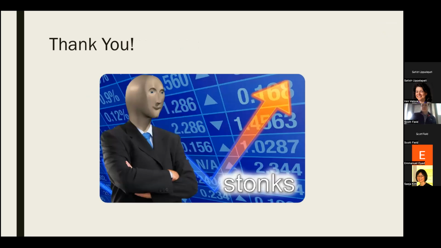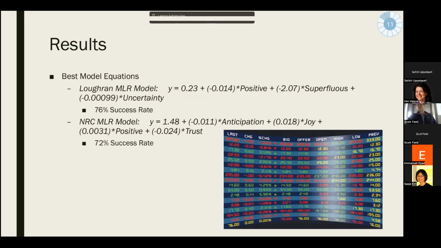Any questions? I may be misinterpreting this. You said it was 76%. Or what was the best model? 76% success rate. And you predicted that the stock would rise or fall in price at 76% accuracy. Correct, yes.